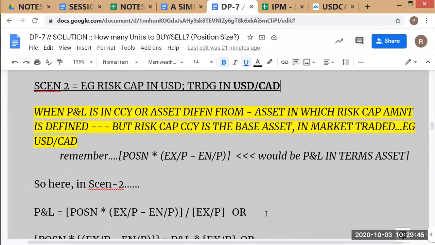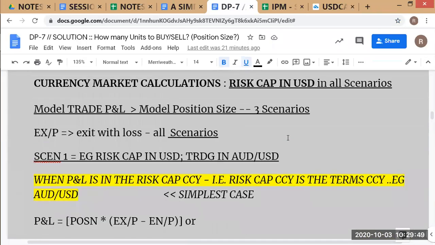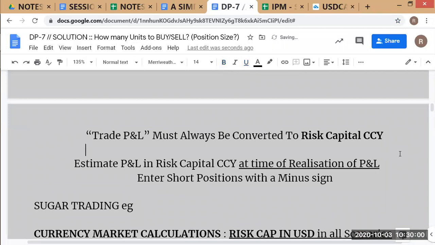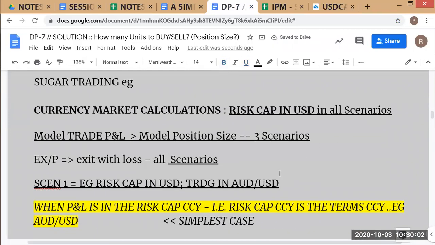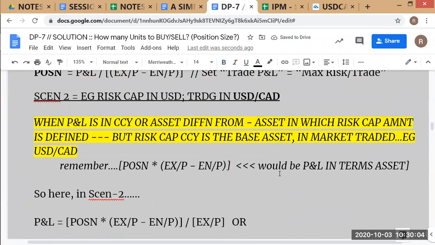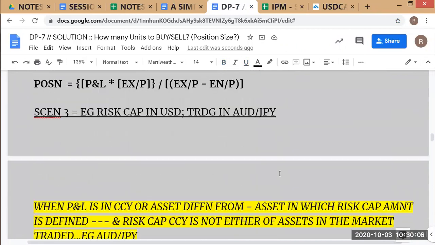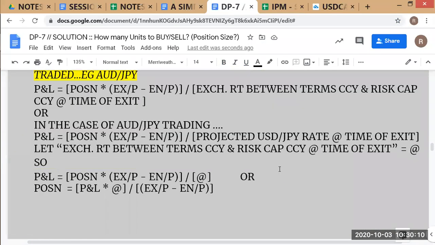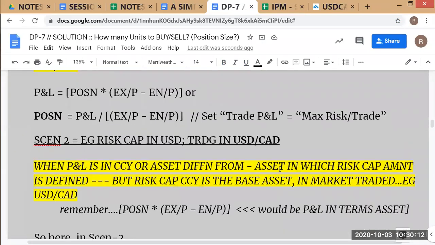Because remember, the other thing that we have to figure out is this. We have to write this again, where we have written it once earlier somewhere. At the time of realization of the loss, it's already scenario 3. I had written it somewhere actually.